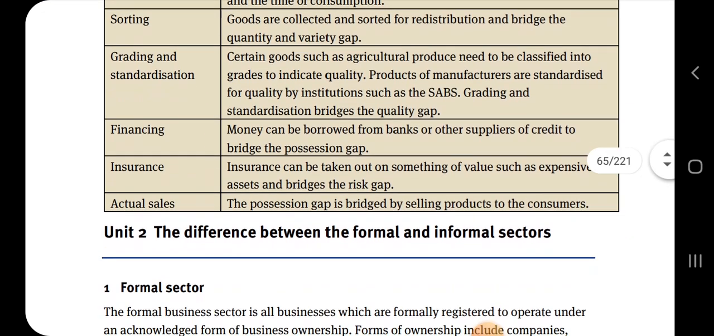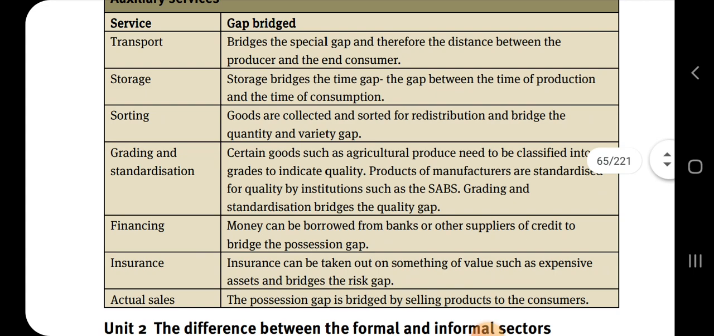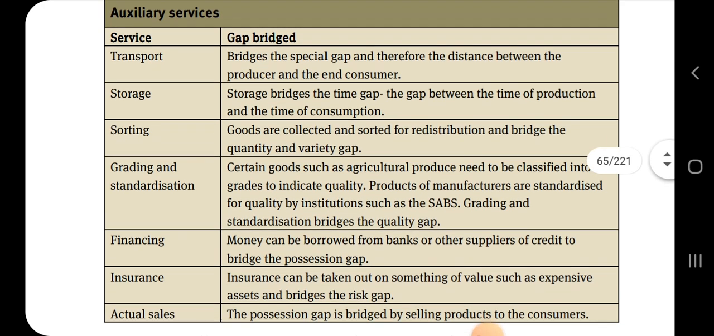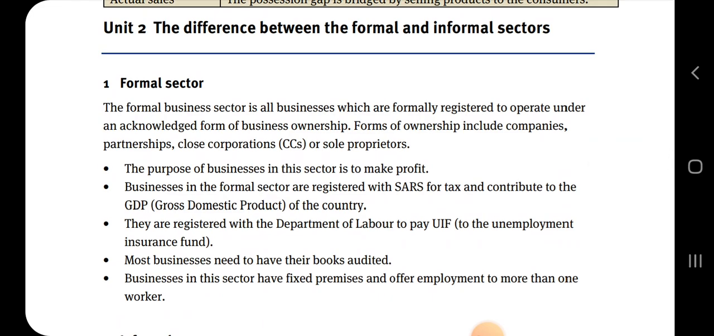And then financing, insurance and actual sales. So you can read the descriptions of the gap that each bridges. So transport bridges the spatial gap, and therefore the distance between the producer and the consumer. So whoever is going to take the products from the secondary sector to the consumer, the person who is transporting those goods is giving an auxiliary service. So the difference between the formal and informal sector.